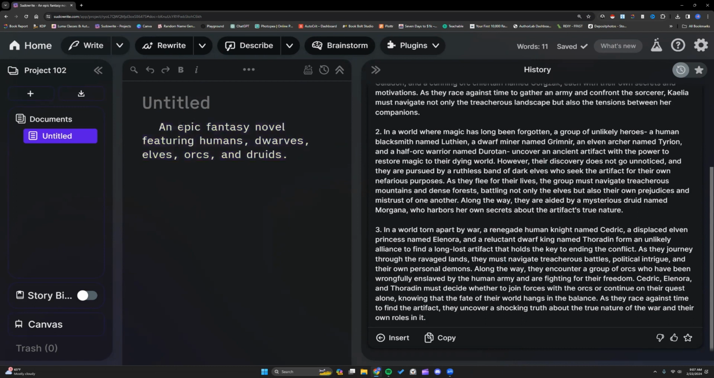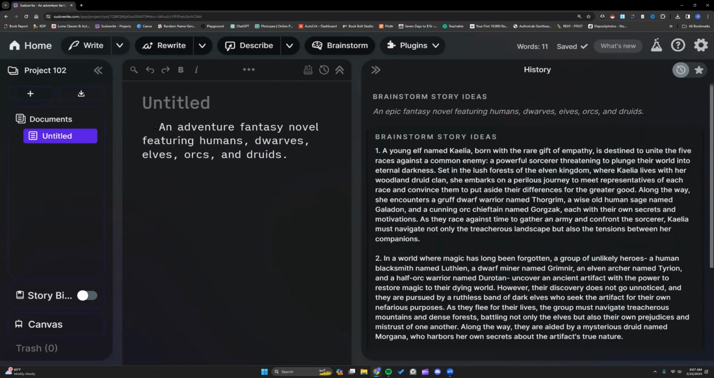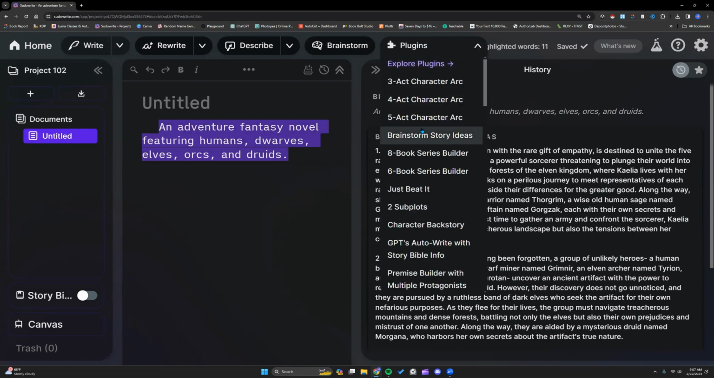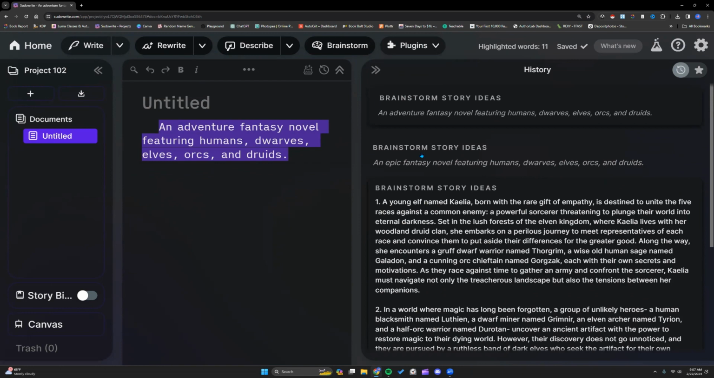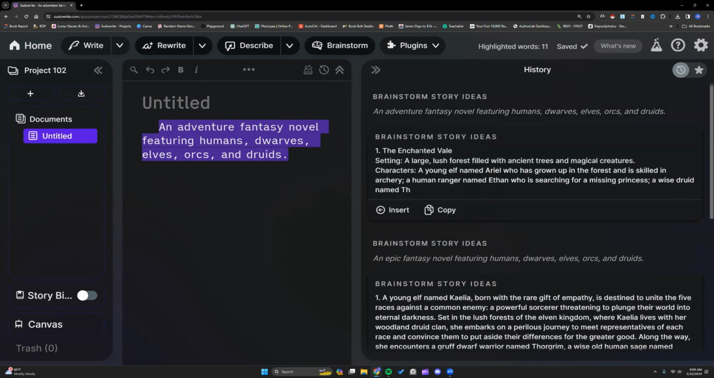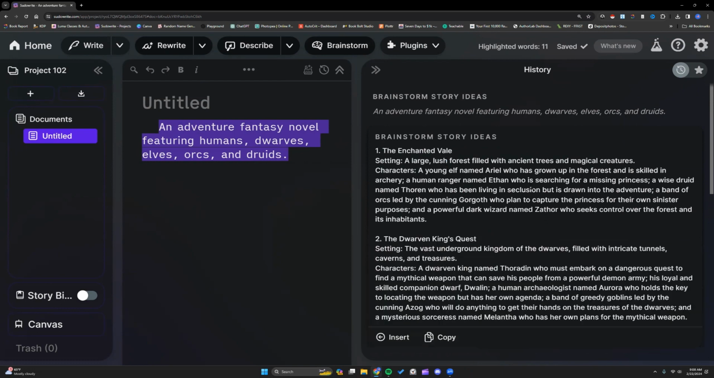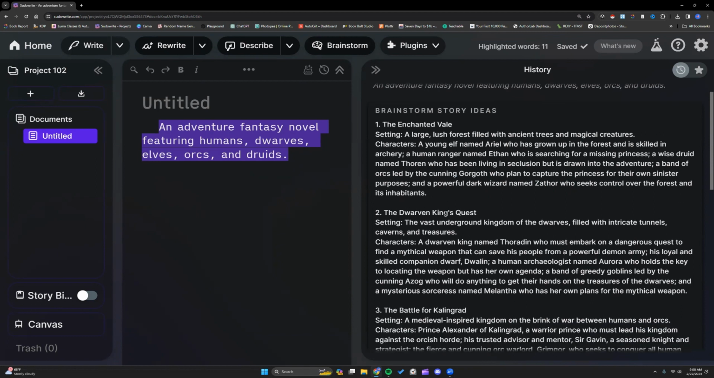I want to change this. Let's do adventure fantasy. I want to see how much that changes it. So from epic fantasy to adventure fantasy, that's the only change. Let's see if that can maybe get rid of the artifact. By searching for a missing princess. Yeah, I like this one much better.